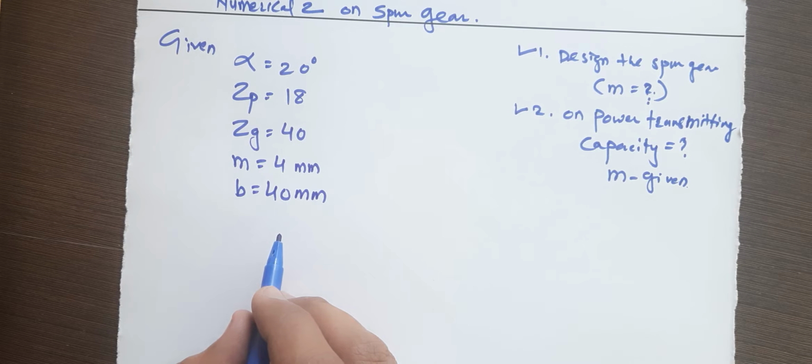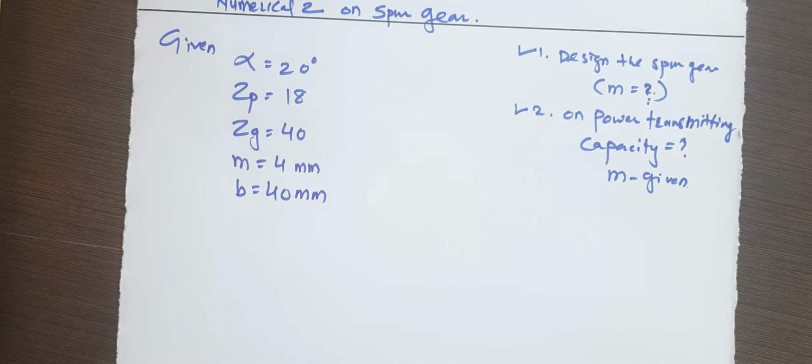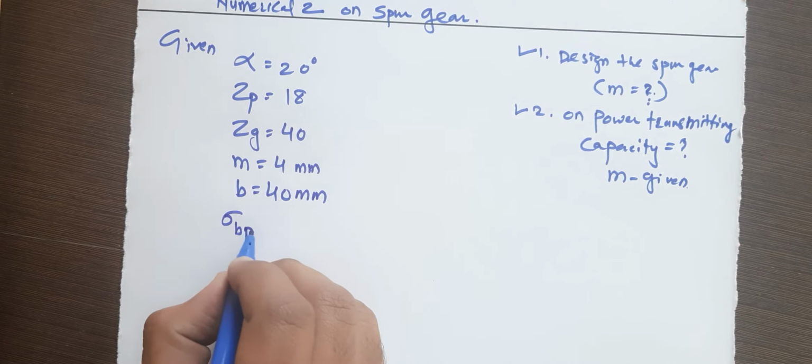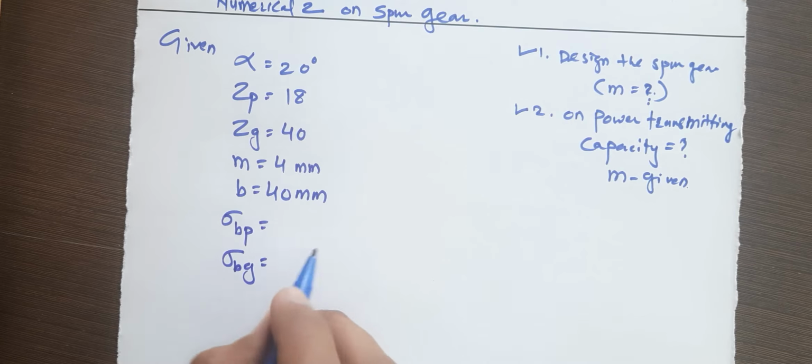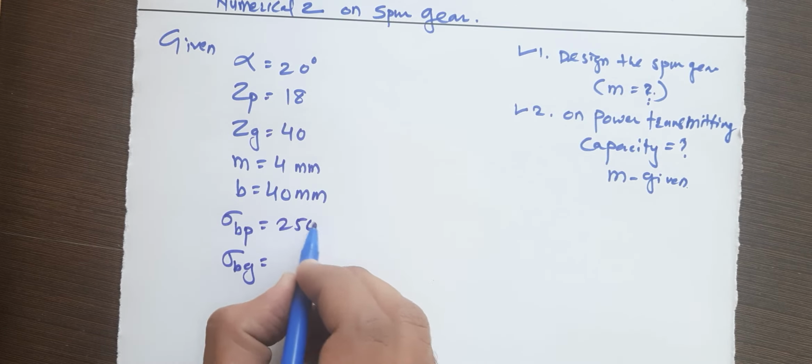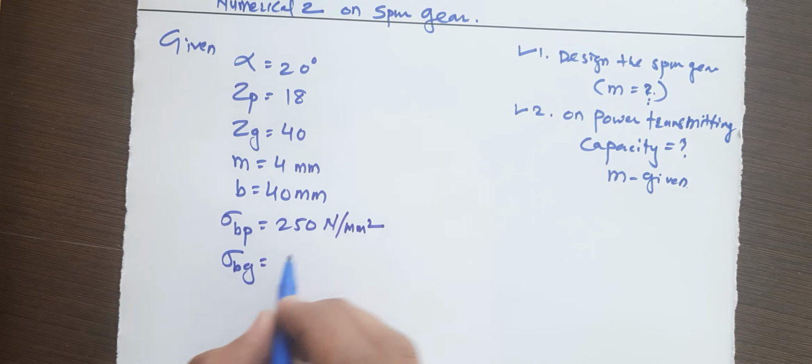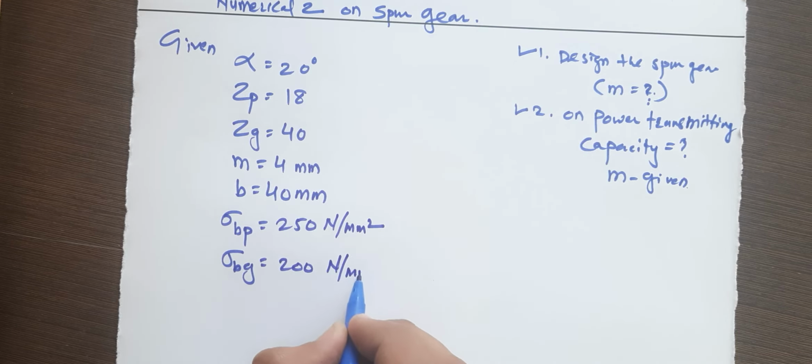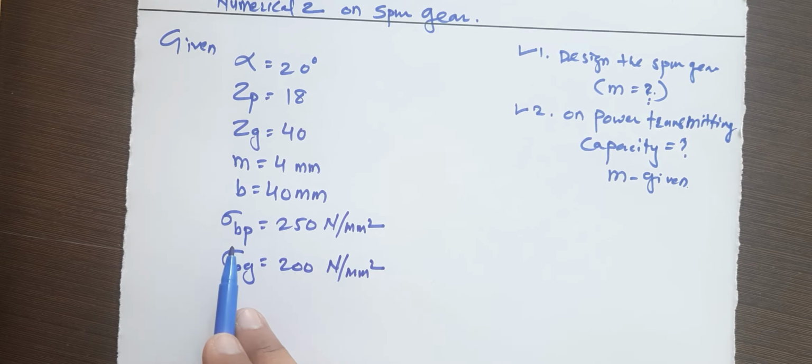The pinion is made of alloy steel, while the gear is made of plain carbon steel, for which the permissible bending stresses are 250 and 200 Newton per mm square respectively. Permissible bending stresses means sigma B for pinion and sigma B for gear. So sigma B for pinion is 250 Newton per mm square and sigma B for gear is given as 200 Newton per mm square. Normally the ultimate tensile strength was given in the previous exam, and you found sigma B by dividing SUT by 3.